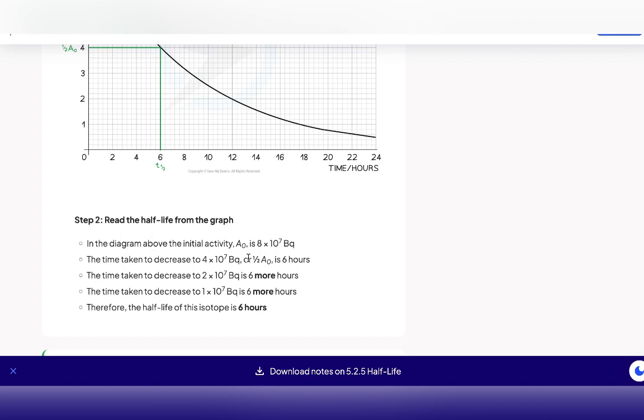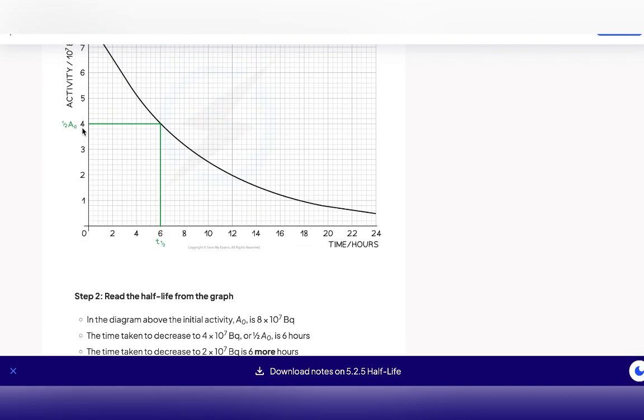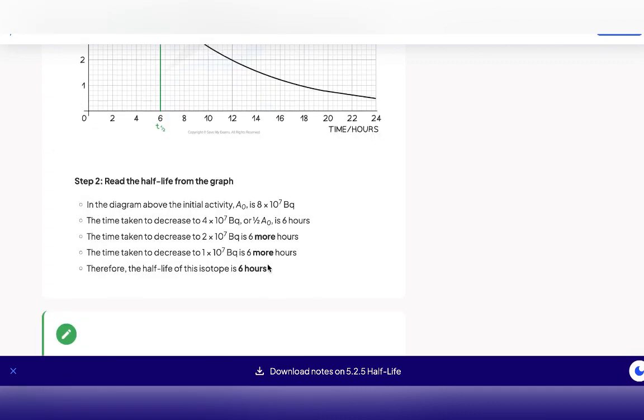Here are the steps. In the diagram above, the initial activity is 8 times 10 to the power of 7 becquerel. The time taken to decrease to half is 6 hours. By dividing this by 2, you get 4 times 10 to the power of 7, and you trace the 4 times 10 to the power of 7 to the curve and trace it down, you get 6 hours. Every time there will be 6 hours. In another 6 hours, there will be another half-life, which means half of it will decay again. Every 6 hours, half of the original activity or sample of the radioactive isotope will decay.